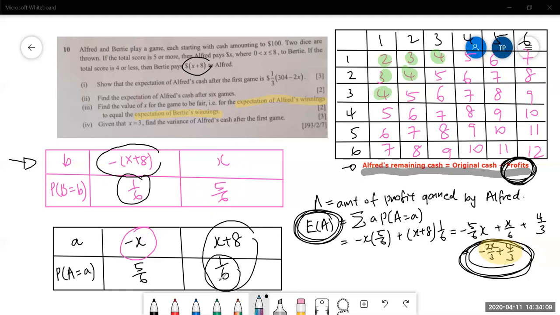We don't talk about fair first. We talk about fair later. Now we just want to understand the probability distribution of Bertie first, because the question tells us that for it to be fair, expectation of Alfred must be equal to expectation of Bertie. I already got this, now I don't have this. I need the probability distribution of Bertie's winnings to get her expectation. So we don't care about fair first. We just want to find the probability distribution. So for Bertie to win x dollars, it should be the same probability as Alfred losing x dollars, which is 5 over 6.